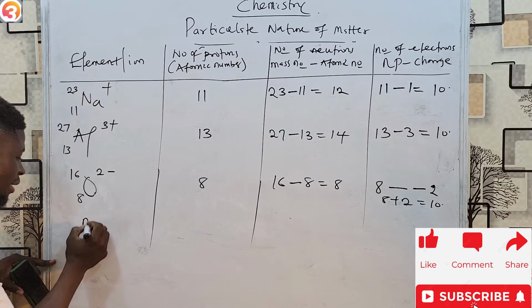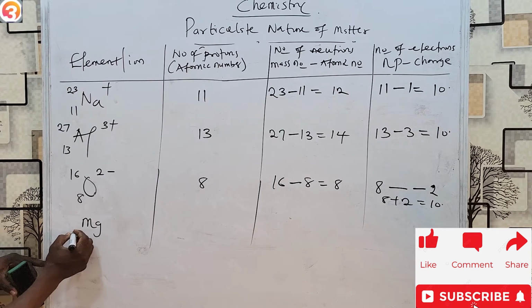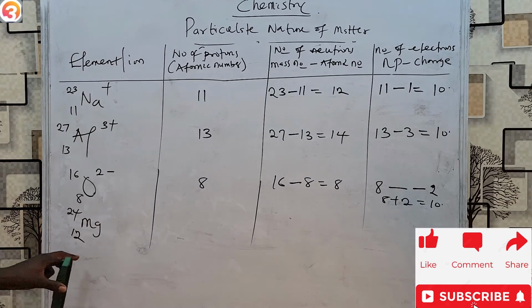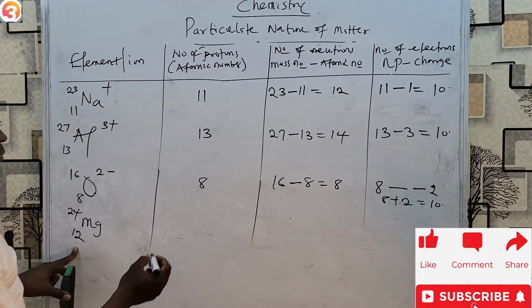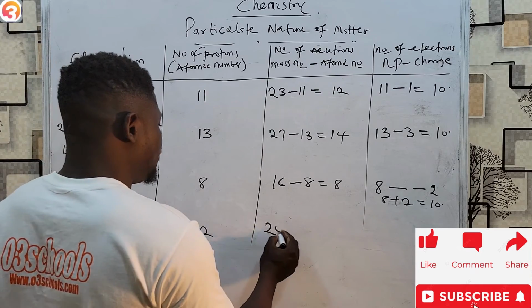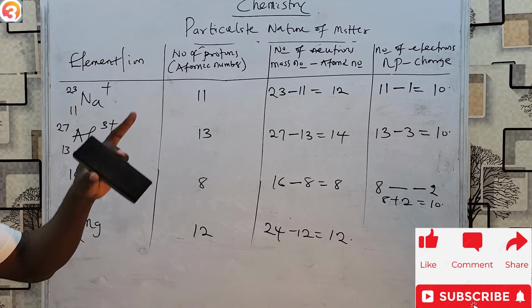Let's say a magnesium atom. All right. So for magnesium, the atomic number is 12 and the mass number is 24. Right. So now let's go. What is the atomic number? The number of protons is 12. What is the number of neutrons? 24 minus 12, which is 12. Then what is the number of electrons?